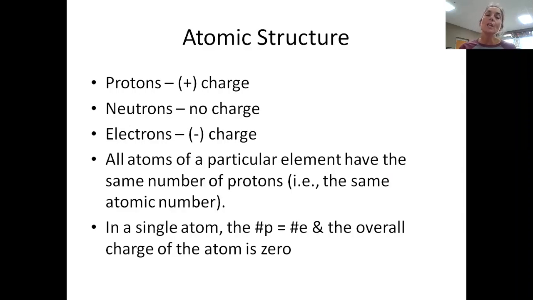And we know the overall charge of the atom is 0 because if every proton has a +1 charge and every electron has a -1 charge, and if you have an equal number of protons and electrons, then the charge overall is 0 because you have 6 positive, 6 negative, so they kind of cancel each other out and there is no overall charge to that atom.